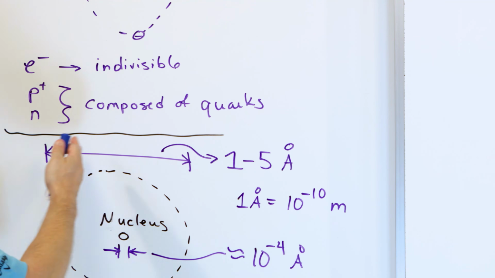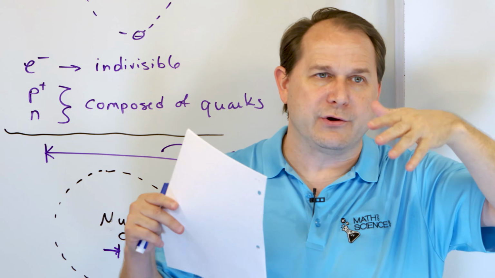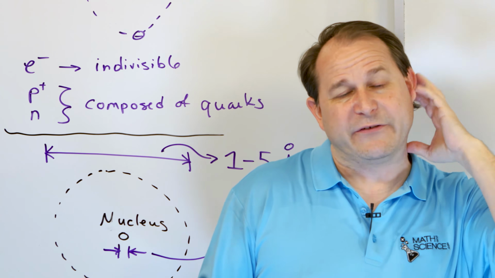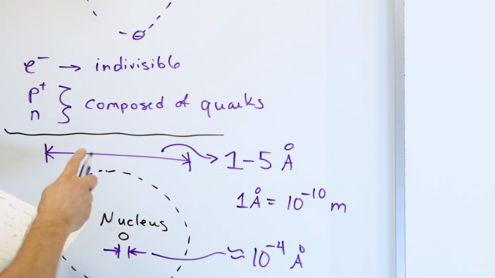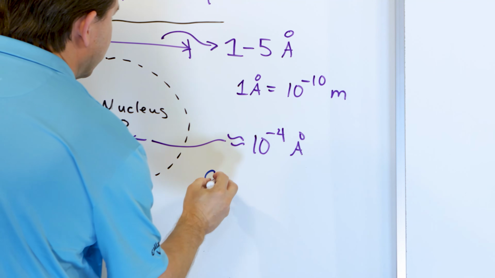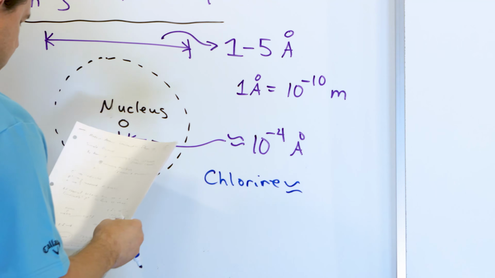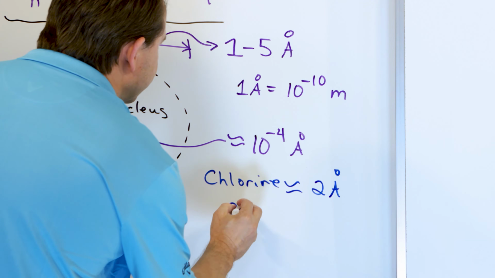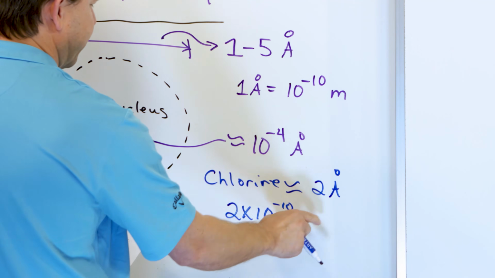Now, of course, you have smaller atoms and larger atoms because as you go down the periodic table, you're adding protons and electrons and neutrons, and the atoms are getting bigger. The smallest atom is going to be around here, around 1 angstrom. But to give you another concrete example, chlorine is approximately 2 angstroms in diameter, which is 2 times 10 to the negative 10 meters, because an angstrom is 10 to the minus 10.